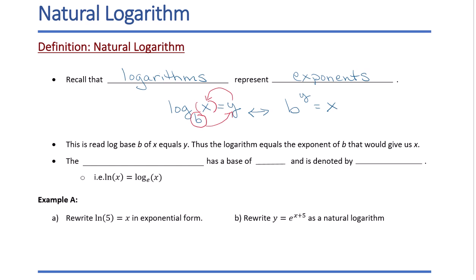We can take an exponential or an exponent and write it as a logarithm. So again, this is read log of base b of x equals y. Thus, the logarithm equals the exponent of b. That would give us x. The natural log, which we are going to use a lot, has a base of e. And it's noted by lowercase l, n of x.